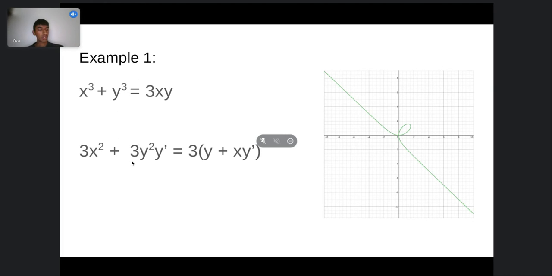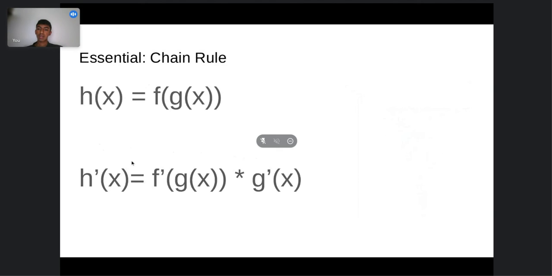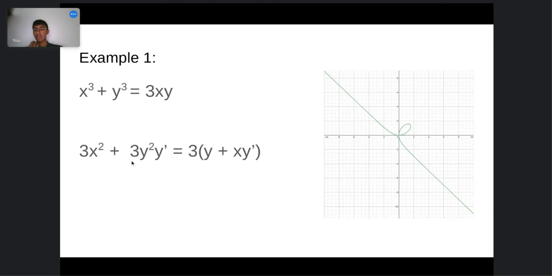So this is where the chain rule comes in. y is our inside function. The power of 3 is our outside function. So it equals 3 times y squared. That's the first part. And then it's multiplied by the derivative of y. And this equals the derivative of the other side.